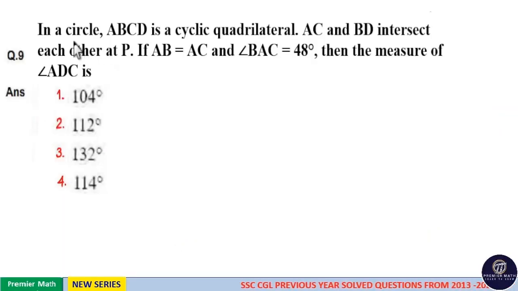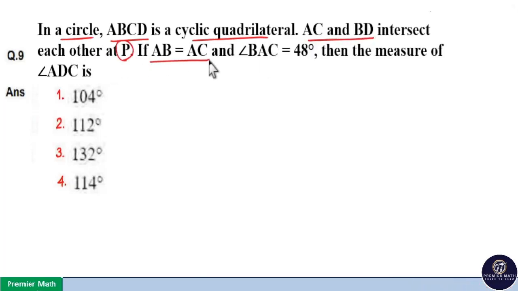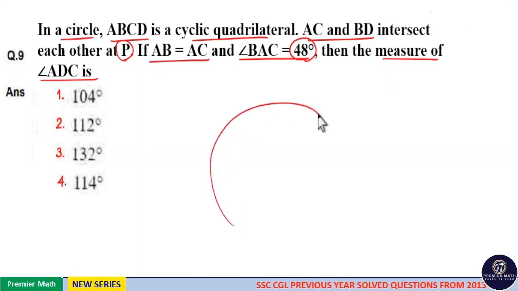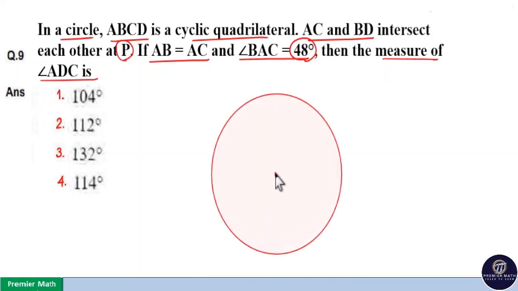In a circle, ABCD is a cyclic quadrilateral. AC and BD intersect each other at P. If AB equal to AC and angle BAC is 48 degree, then the measure of angle ADC is. Here, this is a circle with center P. Here ABCD is a cyclic quadrilateral and AC and BD intersect at P, which means these AC and BD are meeting inside because ABCD is a cyclic quadrilateral.